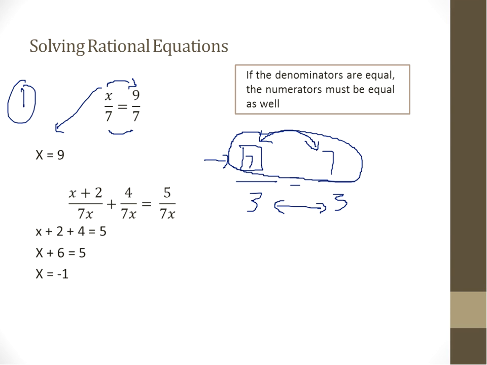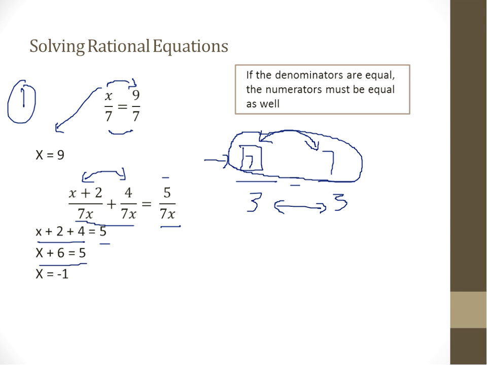Okay. The second one here, again, you have a common denominator, 7x. All of them have a common denominator. So all I'm going to do is add the values on the top, combine my like terms: x plus 2 plus 4, and you have a 5 over here. 2 plus 4 is 6, and we're just solving x plus 6 equals 5.